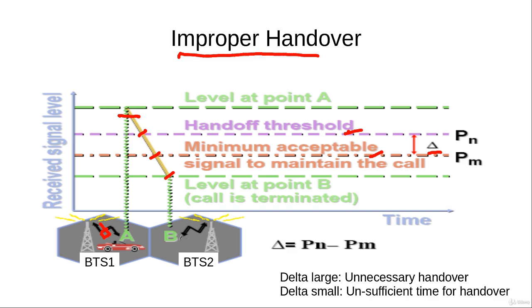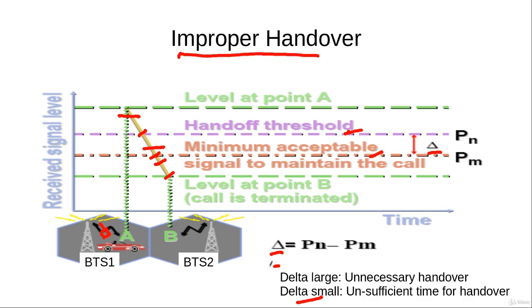So we cannot make the delta very large, and if we make the delta very small, in that case, for example, if this handoff threshold is here, then there is a very small time in which this mobile station has to make handover to the base station number 2, and if due to some reason there is a delay in the assignment of the channel in the base station number 2 to this mobile, then the received power from the base station number 1 may already decrease below the minimum acceptable signal level threshold, and as a result the mobile would be dropped from the network.